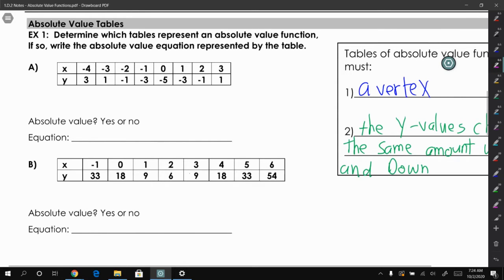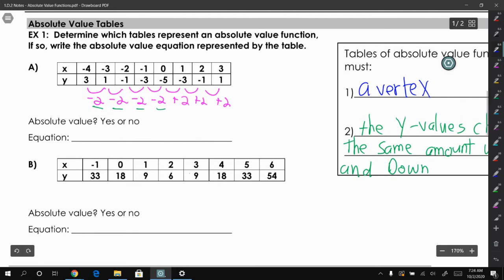What I like to do is say, okay, what's happening from this y value to that y value? We're going down 2, down 2, down 2, down 2. Now I'm going up 2, up 2, up 2. Because my rate of change is 2, I'm either subtracting 2 or adding 2. That's a clue that it's an absolute value function.